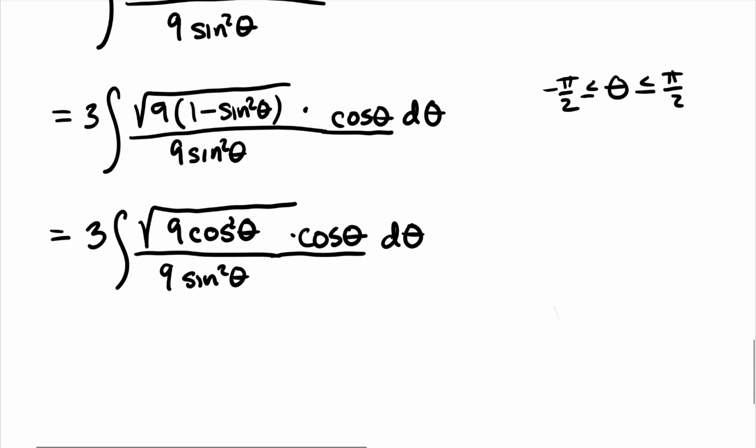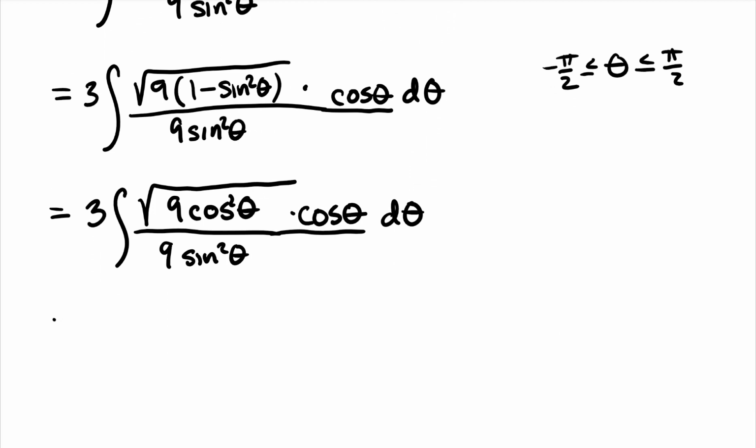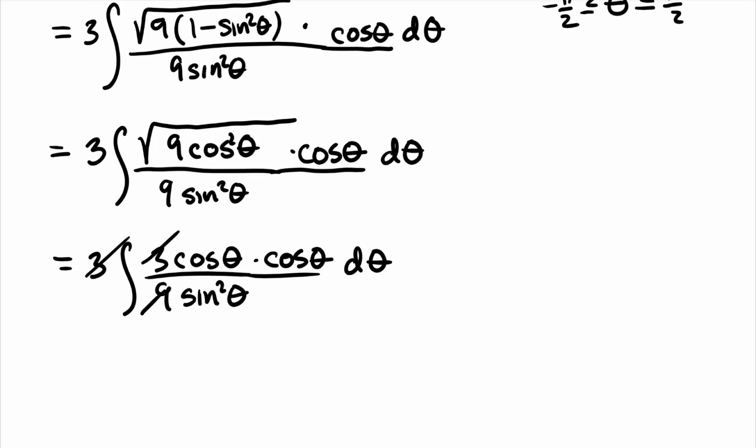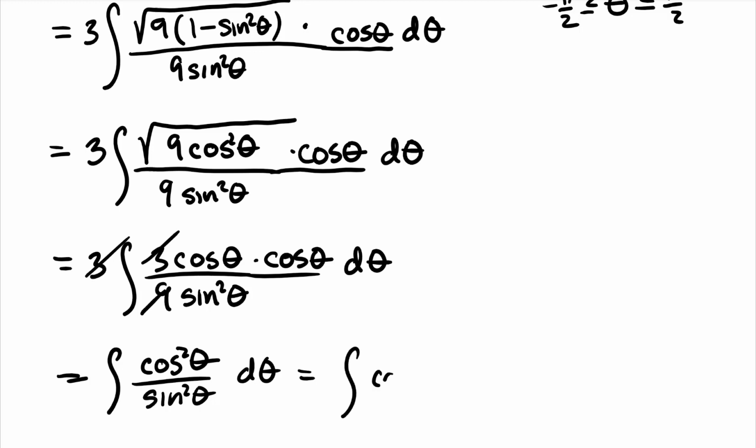We're going to have some more rules popping into this in a second. These are all long problems. So what we can say is this is equal to 3 times the integral of 3 cosine of theta over 9 sine squared of theta times cosine of theta d theta. Well, 3 times 3 is 9, and 9 divided by 9 is, well, 9. So what are we left with? This is cosine squared of theta over sine squared of theta d theta, which is identically equal to cotangent squared of theta d theta.